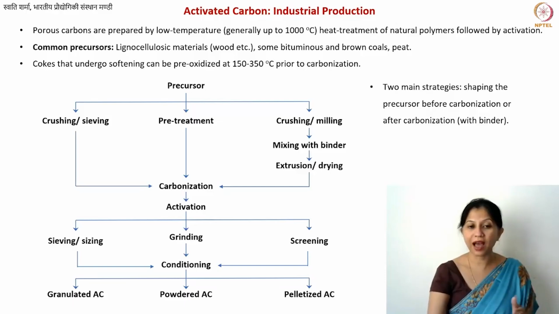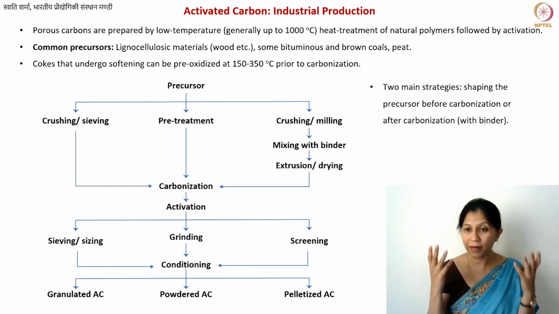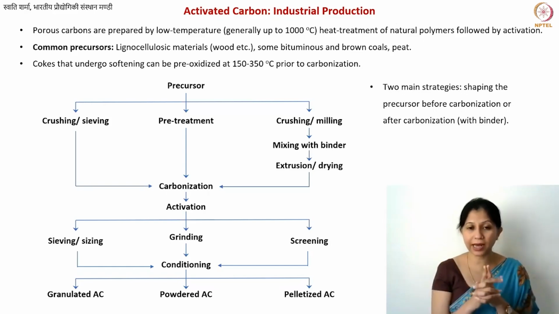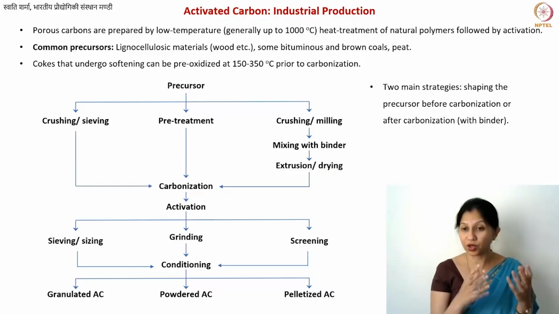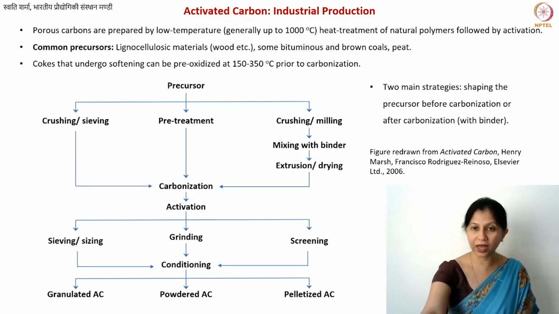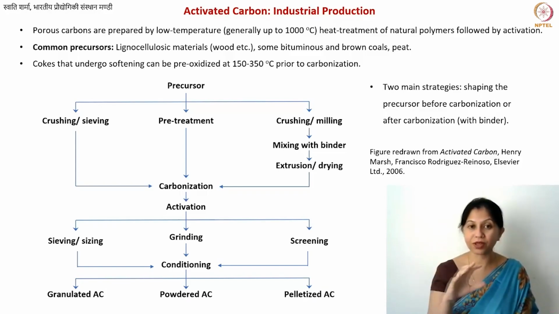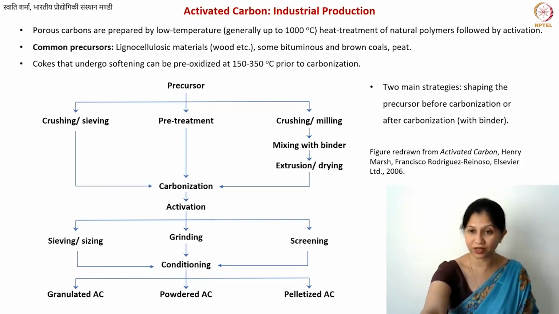And then finally, you will have different types of activated carbons. You can have granulated, powdered, or pellets. So the idea is that you will either perform the shaping before, in the precursor itself, or you will have the material and then afterwards you will add a binder. Okay. Now, in the next slide, I'm going to tell you how we perform the activation step. So this is the overall process starting from the precursor, but now we are going to the step where we perform the activation of porous carbons.